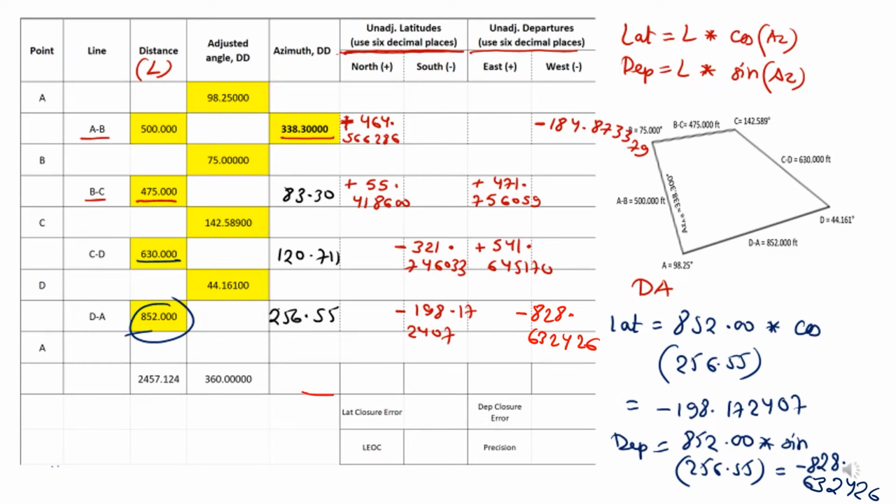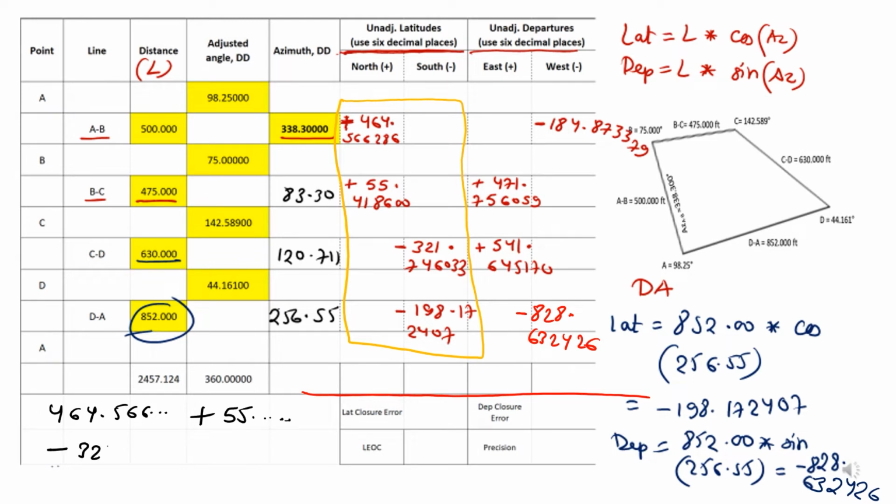So your next problem was, how do we find the latitude closure error? Well, to find the lat closure error, all you need to do is add all these latitudes and add all the departures. And when I tell you to add the latitudes, just keep the sign as it is. That is why I tell you to write the sign. So this would be 464.566 plus 55 point something, minus 321 and minus 198.17. When you add all this, you get something like 0.0664, and this is my lat closure error.